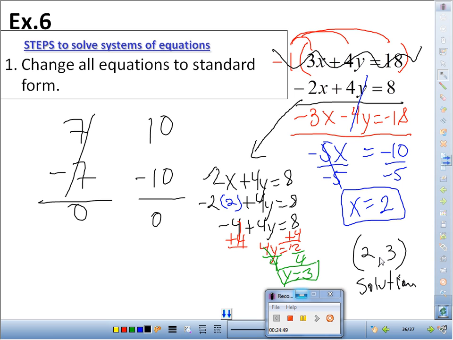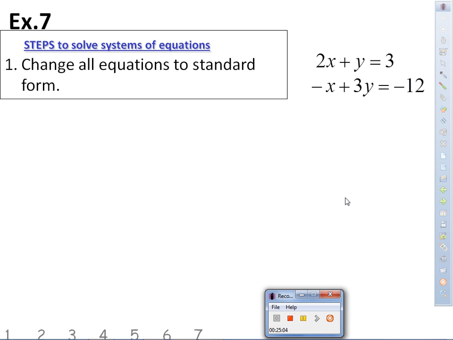That's right. So now, are we there so far? Okay, we got one last example. Copy this down. Example number 7. So that was if both of them had the same number, but the same sign. So let me give you example 7. 2x plus y equals 3, and negative x plus 3y equals negative 12. Copy that.